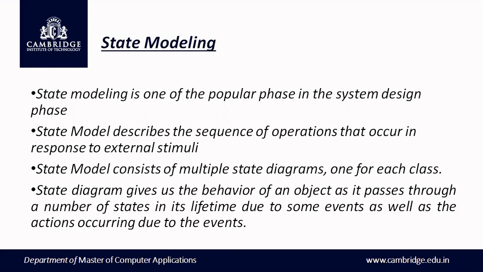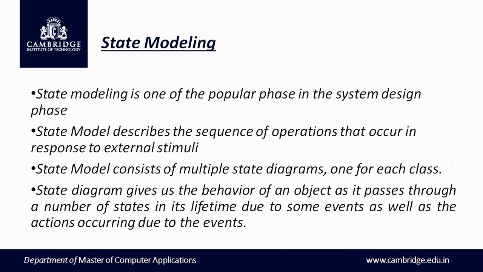The state model describes the sequence of operations that occurs in response to external stimuli. The external stimuli might be an event that occurs, as a result of which the change in the state occurs. That is, the transition takes place from one state to the other state. Here, the state model consists of multiple state diagrams.